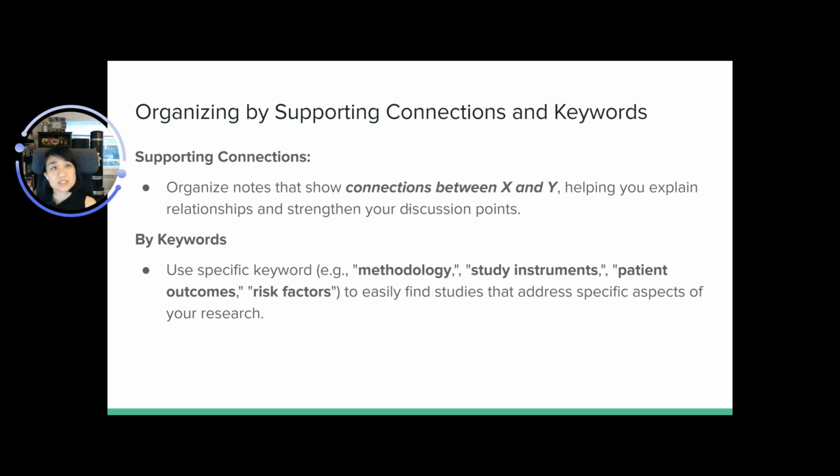I'll see association between acute kidney injury and dehydration. Okay, so I'll see connection and I'll organize my notes and also organize my references that way. I sometimes also organize by keywords. For example, if these are papers that are related to methodology, I'll put keywords. This is for methodology, this is for study instruments, this is for patient outcomes, this is for risk factors. That way, when it's time to write, it's also easy to find studies that address specific aspects of my research.